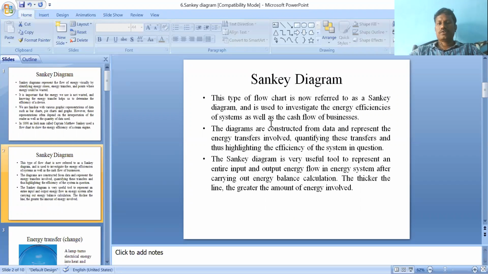It is used to investigate the energy efficiency of a system as well as the cash flow of a business. The diagrams are constructed from data and represent the energy transfers involved, quantifying these transfers and highlighting the efficiency of the system. The Sankey diagram is a very useful tool to represent the entire input and output energy flow in an energy system after carrying out energy balance calculations. Clear?